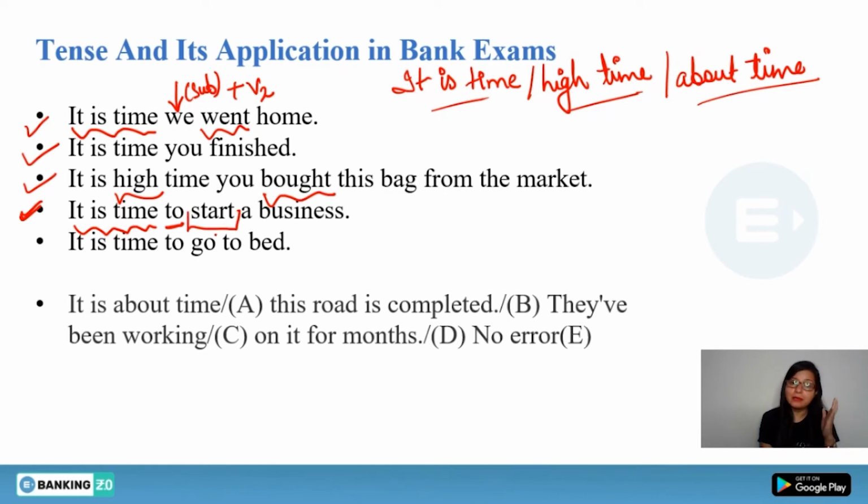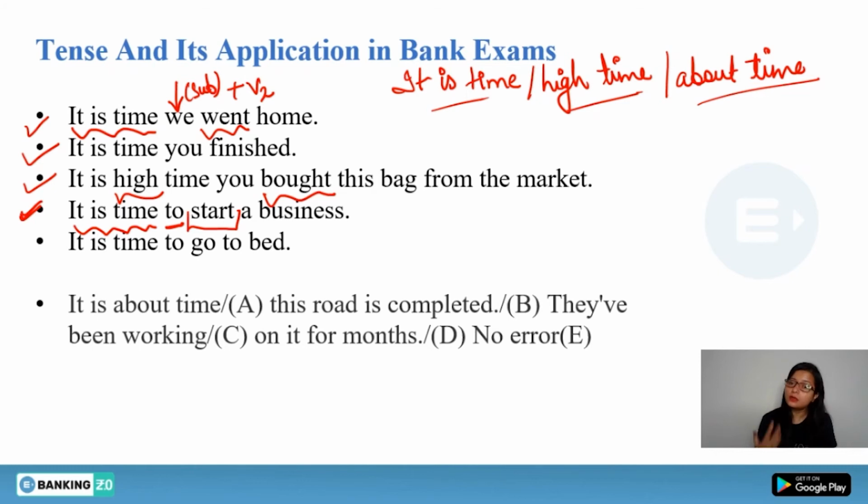Okay, it is time, and then you have two, and then you have v1. So whenever you see a sentence and you need to correct it, find the error, improve your sentence, or replace a particular phrase, always remember, when you have it is time, high time, or it is about time, you can make your sentence in two ways. One: it is time, high time, about time, then you have the subject and then the second form of the verb.